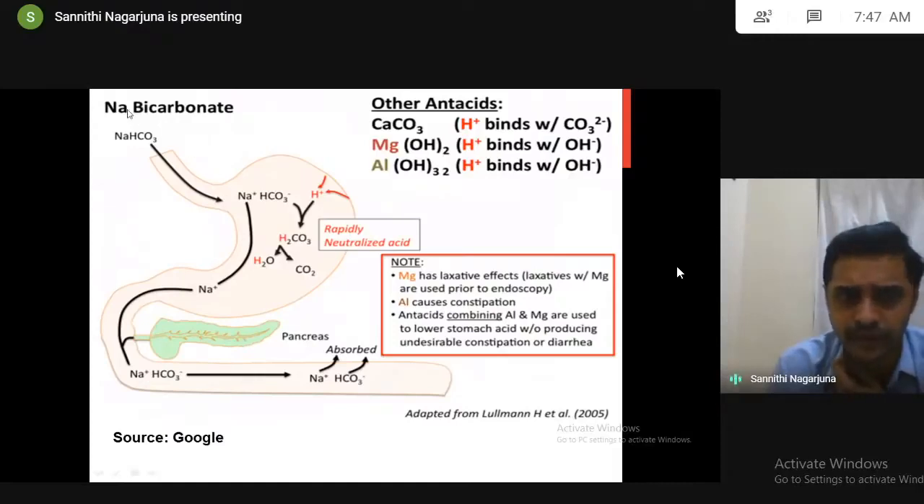If you take sodium bicarbonate, which is a systemic antacid, it will get absorbed. If they get absorbed, they produce systemic alkalosis, because bicarbonate is basic. That's why systemic antacids are not preferred, because of systemic alkalosis. Here, magnesium has laxative effects, and aluminum causes constipation. Hence, aluminum and magnesium are used in combination.